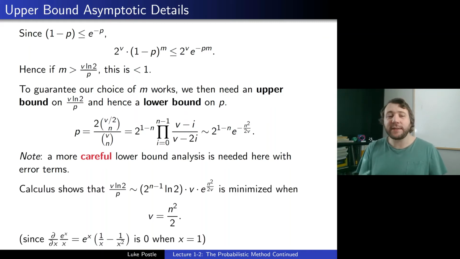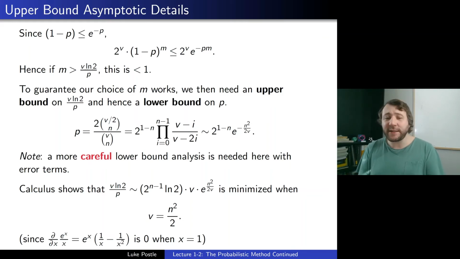Well, the elementary calculus derivatives show that v ln 2 over p, which is our m, that's the thing we're taking as the lower bound for m, the thing we're trying to minimize. Well, that, if you plug in, is approximately 2 to the n minus 1 ln 2 times v times e to the n squared over 2v, as the exponent gets flipped. And this is minimized when v is equal to n squared over 2. You could just see that from the last line.